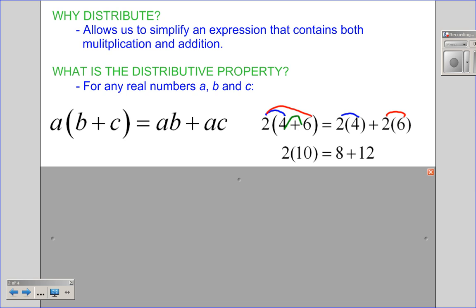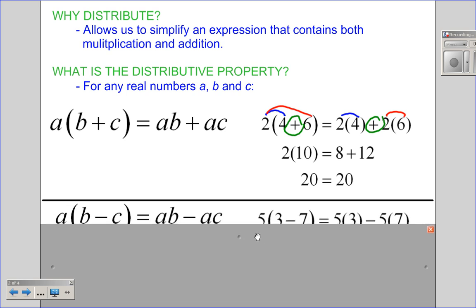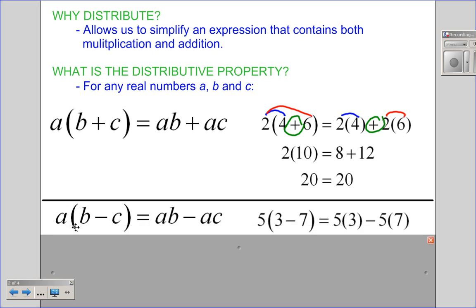The sign in the middle, the plus sign, remains the same in both, and now we just continue to work. So we have 8 plus 12. Is that the same thing as 2 times 10? 20 equals 20, so it verifies. Another way to think about the distributive property is to think about it with a minus sign in the middle. So we're taking a times the quantity b minus c, and sure enough, it's the same thing, ab minus ac. It's just that sign in the middle stays the same.